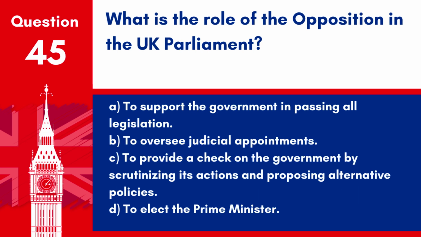Question 45. What is the role of the opposition in the UK Parliament? A. To support the government in passing all legislation. B. To oversee judicial appointments. C. To provide a check on the government by scrutinizing its actions and proposing alternative policies. D. To elect the Prime Minister.